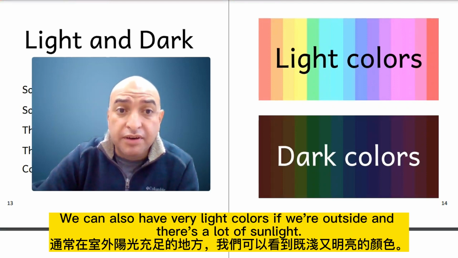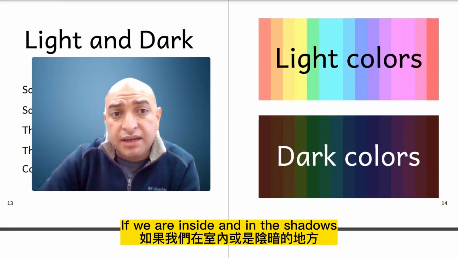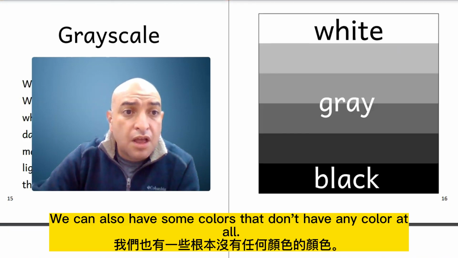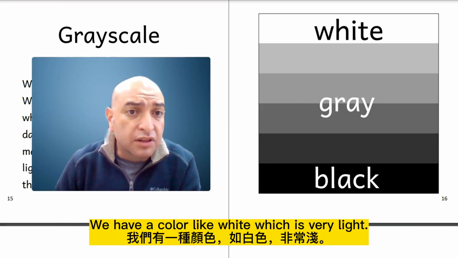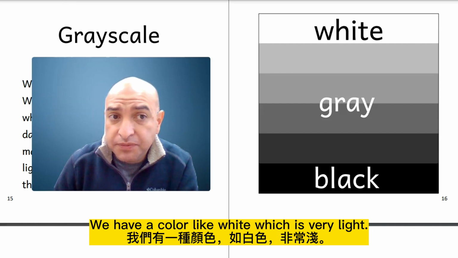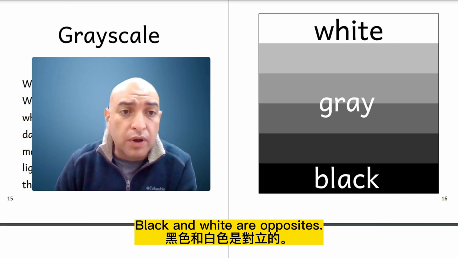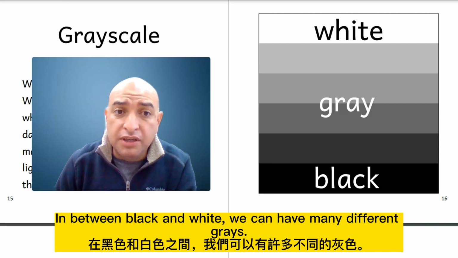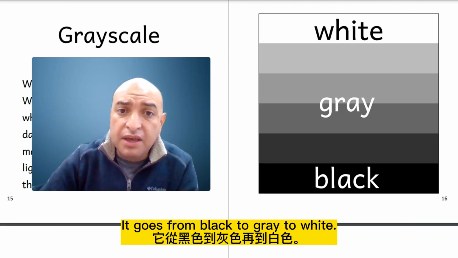We can also have very light colors if we're outside and there's a lot of sunlight. Or if we are inside and in the shadows, we can have dark colors. We can also have some colors that don't have any color at all. We have a color like white, which is very light, and we have the color black, which has no light at all. So black and white are opposites. In between black and white, we can have many different grays. And altogether, we call this the grayscale. It goes from black to gray to white.